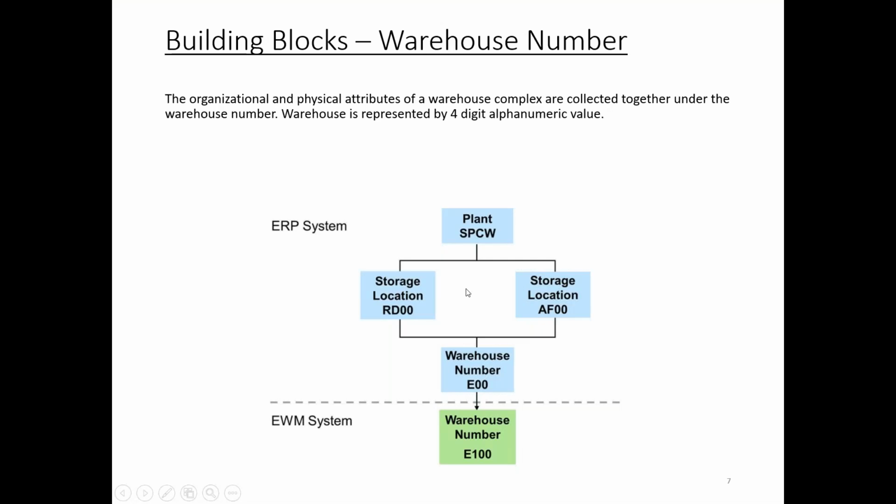Okay, so in this diagram, you can see that we have a plant and, say, two storage locations. You could have three storage locations, n number of storage locations. The first one is raw material, the second one is finished product. Both of these are linked to the WM warehouse, and then the WM warehouse will be further linked to your EWM warehouse.